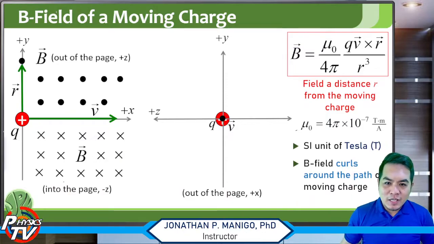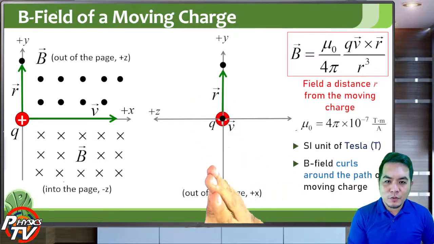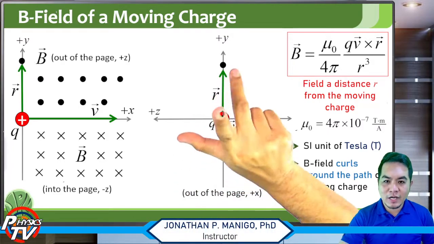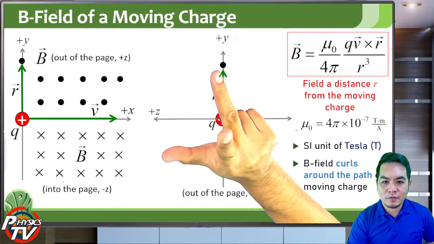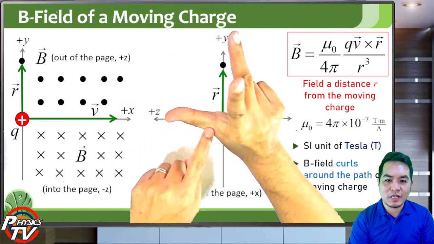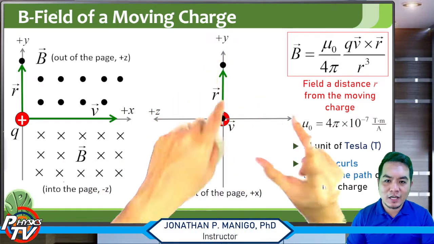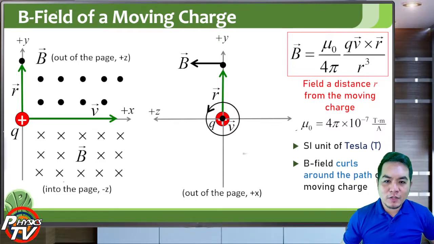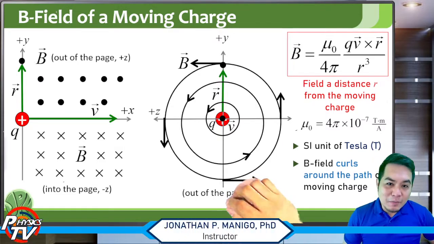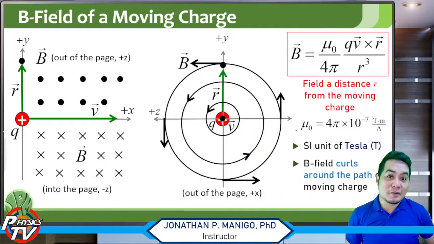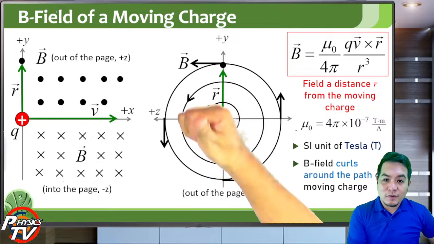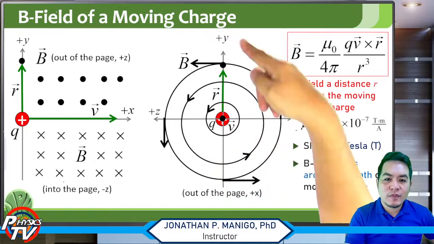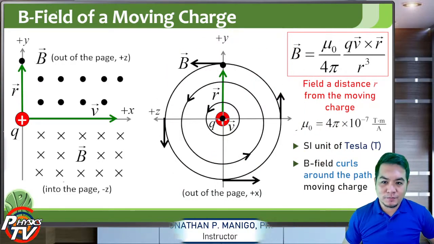So in that case, the magnetic field is V cross R. The V is your fingers, and then the R is your palm. So V is going towards you, this is your R, and this is the direction of the magnetic field at this point. So it's going to the positive Z axis. You take the V cross R at every point, and you will notice that the magnetic field is just curling around the path of the moving charge. So if the moving charge is moving in this direction, then the magnetic field curls around the path of the moving charge. Okay.